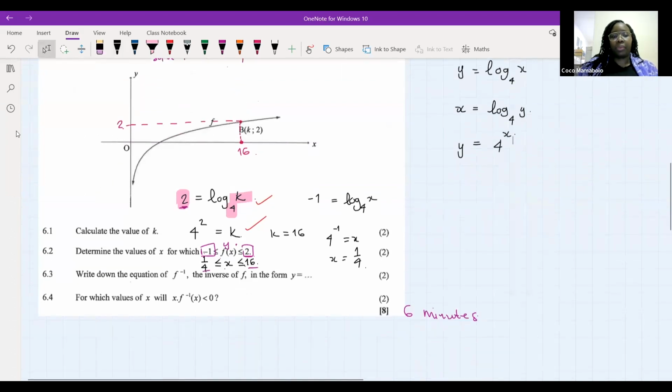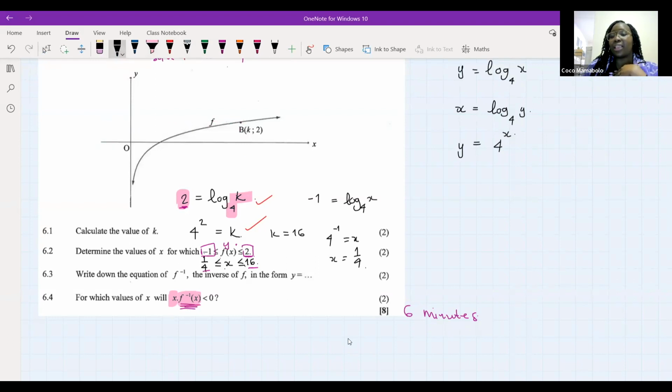Okay. All right. Then the last one over here, they say, for which values of x will x multiplied by the inverse of x be less than 0? Now, this question, the way they phrased it makes it sound very difficult to look at, but it's not. What I normally do here is look for the actual graph that they're asking us for. They want us to look for the graph of the inverse, right? Now, if I take my Cartesian plane over here and I sketch the graph of my inverse, right?